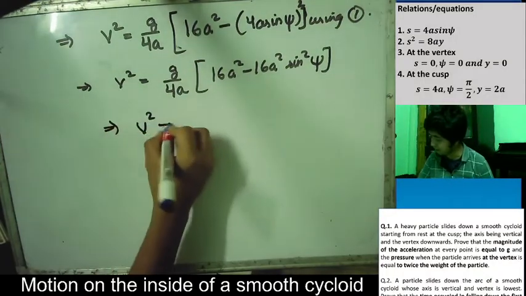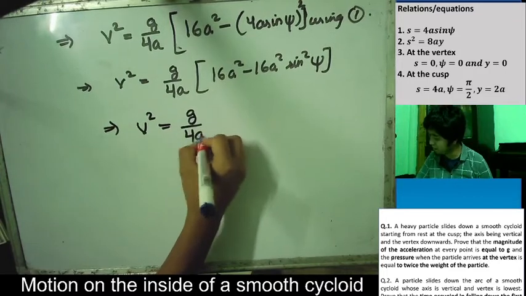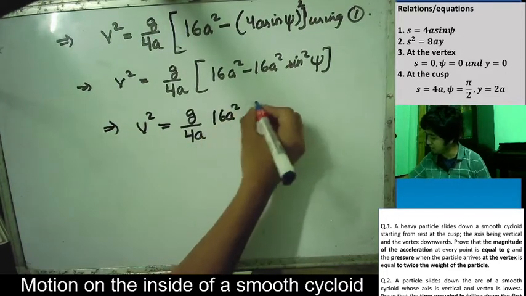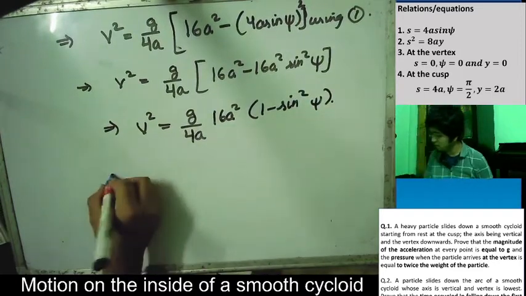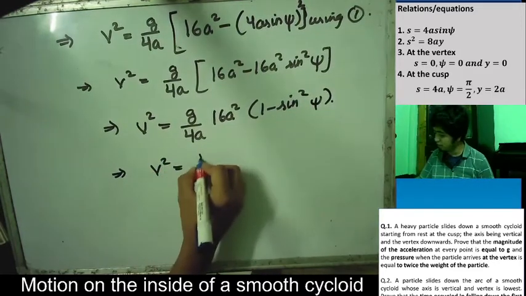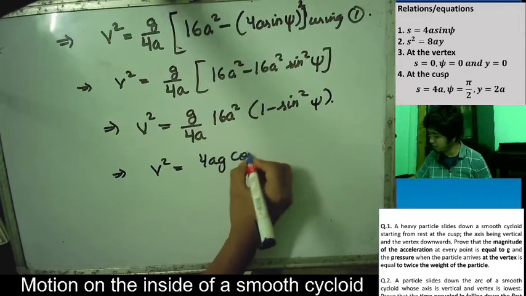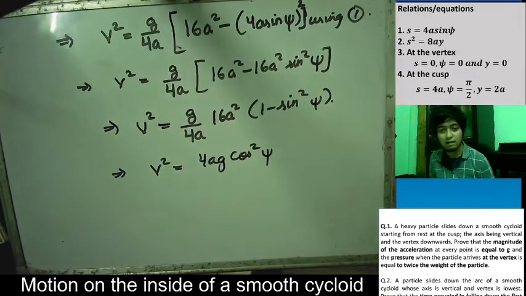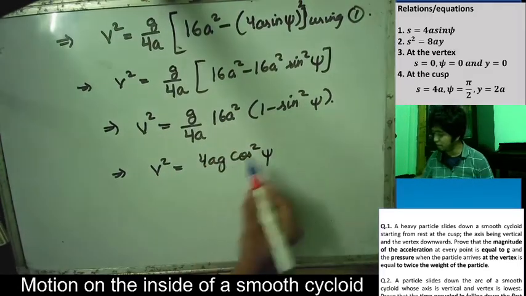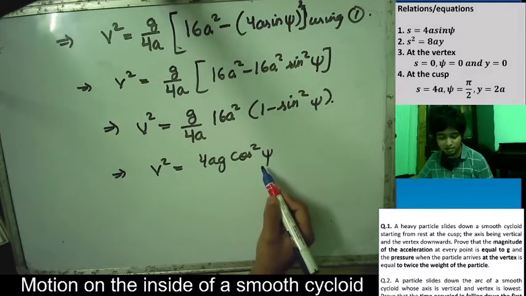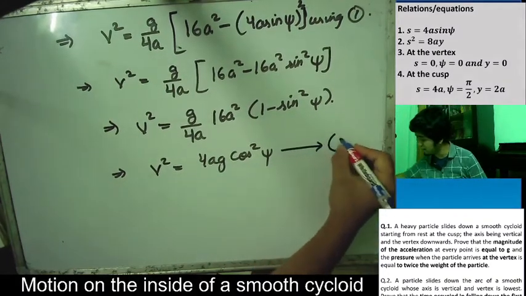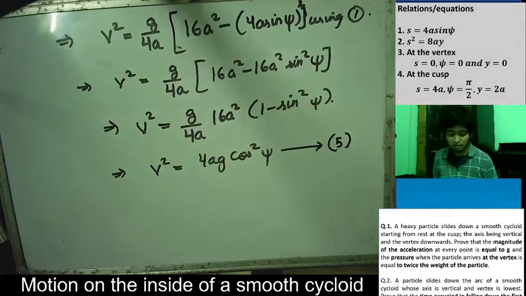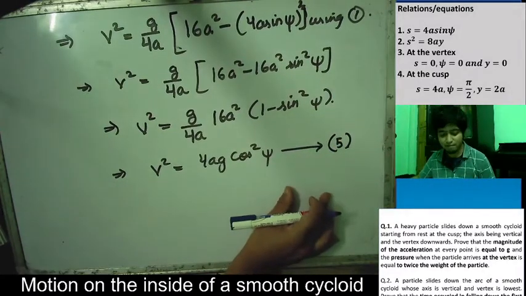Then we can have this g by 4a. 16a square we can take as common, 1 minus sine square psi. So v square will be 4ag cos square psi. Okay, cancel, you will get 4ag. 1 minus sine square psi is cos square psi. Just name this one as equation 5. So this one is equation 5.